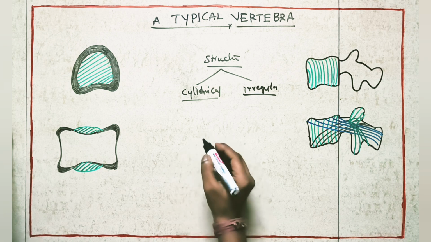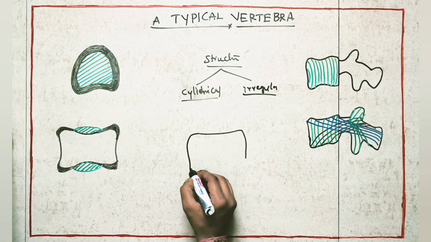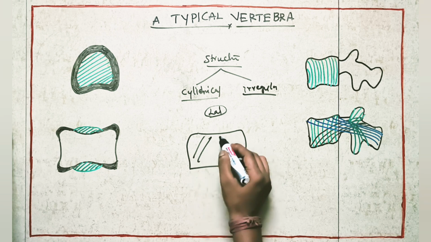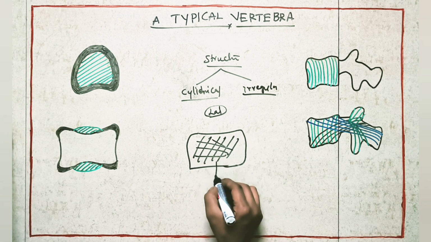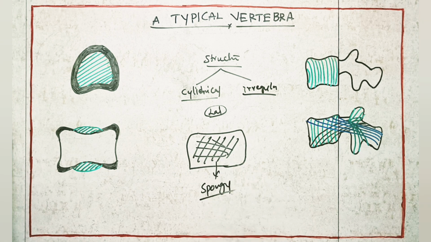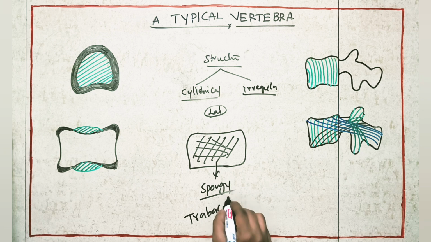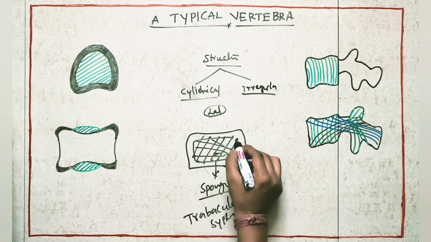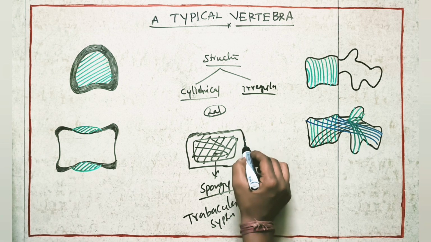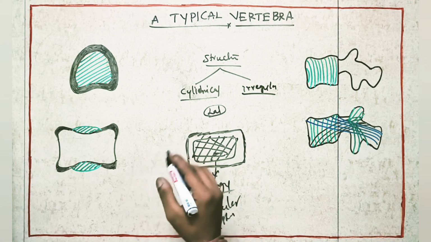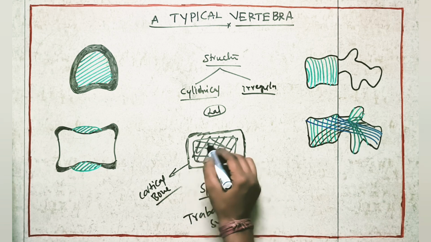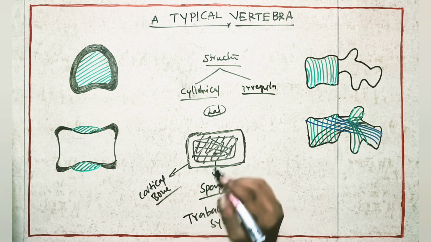If we take the body of the vertebra, we are seeing the lateral view. Inside the vertebral body, it is formed by the bone called spongy bone, also called the trabecular system. So this is the trabecular system. This spongy bone is covered by the strongest layer, which is called cortical bone. This is the cortical bone, and inside we have spongy bone. This is about the body.